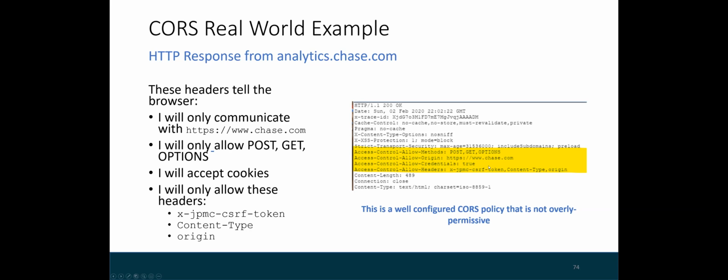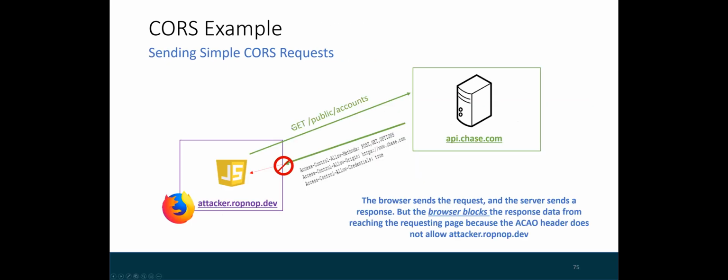The server has to say, I'm only going to allow X, Y, and Z, and they chain these together to very much limit what they can allow. So here's a CORS example visually. If I'm on my attacker machine and the ROPNOP origin, and I want to talk with Chase's API, and my JavaScript is coded to send a request to get public accounts. This is a simple request. The browser doesn't think this is very dangerous, so the browser will go ahead and send it.